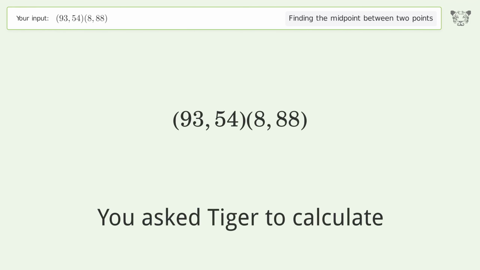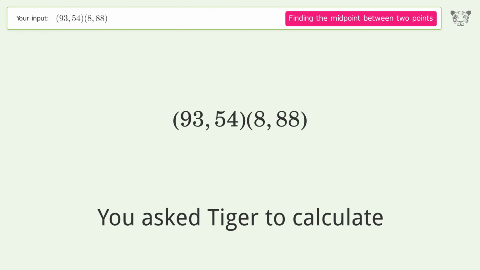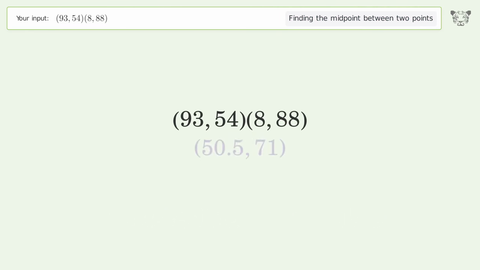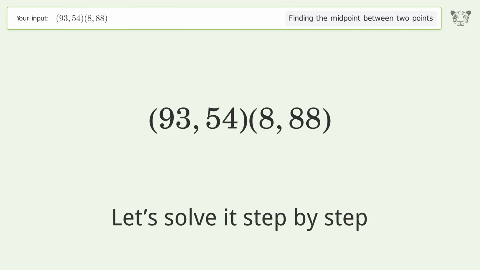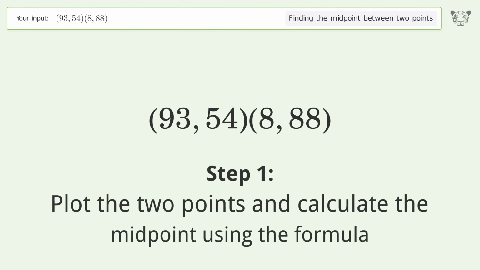You ask Tiger to calculate. This deals with finding the midpoint between 2 points. The midpoint between the 2 points is 50.5, 71. Let's solve it step by step. Plot the 2 points and calculate the midpoint using the formula.